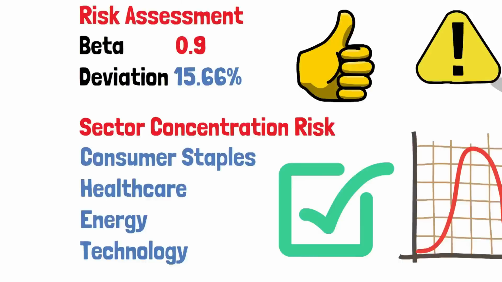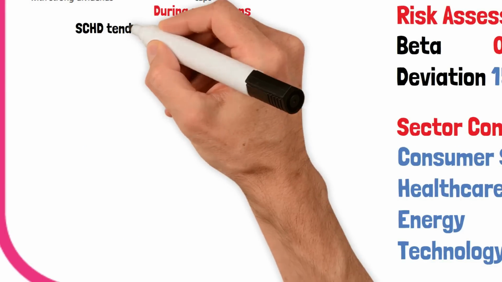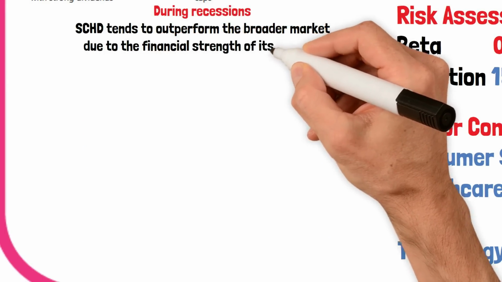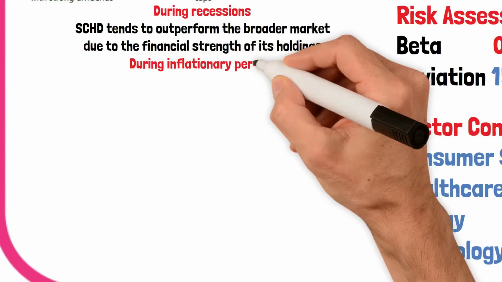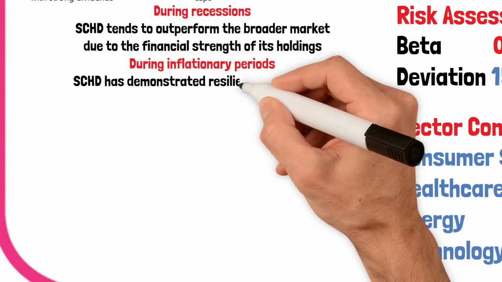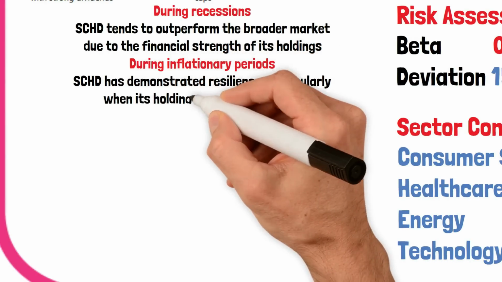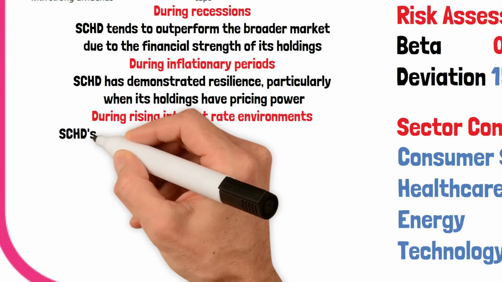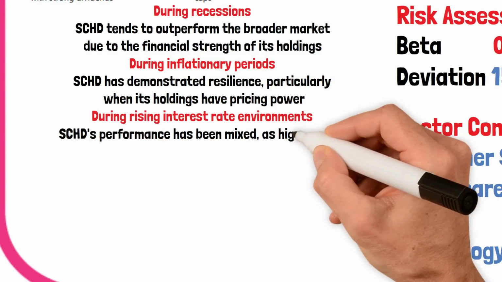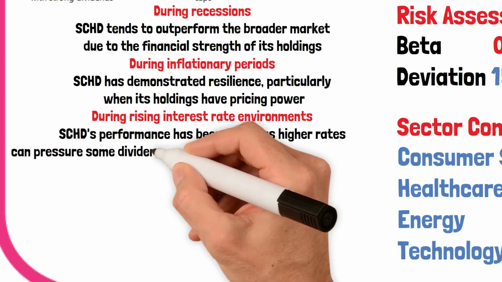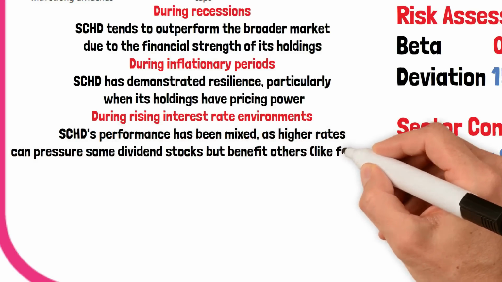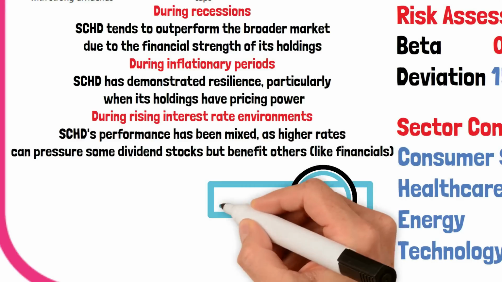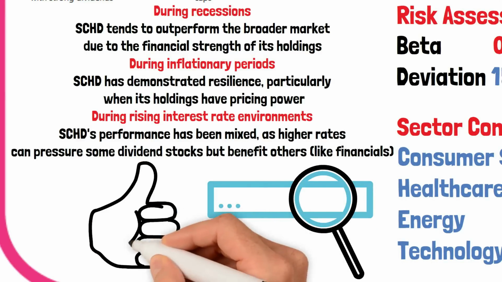When analyzing how SCHD performs during different economic cycles, during recessions, SCHD tends to outperform the broader market due to the financial strength of its holdings. During inflationary periods, SCHD has demonstrated resilience, particularly when its holdings have pricing power. During rising interest rate environments, SCHD's performance has been mixed, as higher rates can pressure some dividend stocks but benefit others, like financials. Understanding these patterns helps us identify when cherry-picking undervalued components might be most effective.